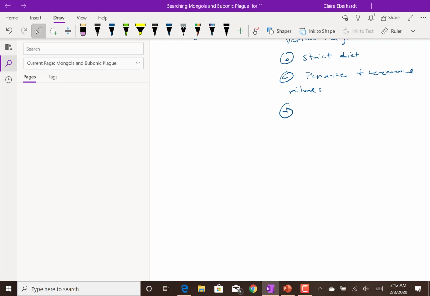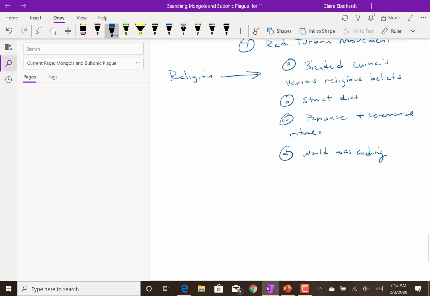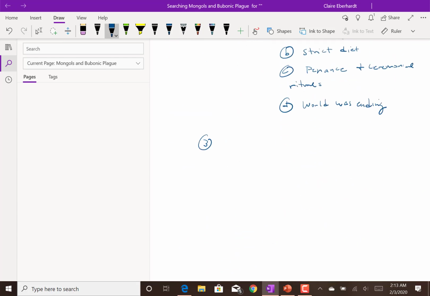Ultimately, the Red Turban Movement was a little bit more dire in their end belief, which was that they often made proclamations that the world was ending. And that kind of fatalistic outlook was not uncommon around the world. So from China, 2, sort of 3 now, it moved to the Islamic world.